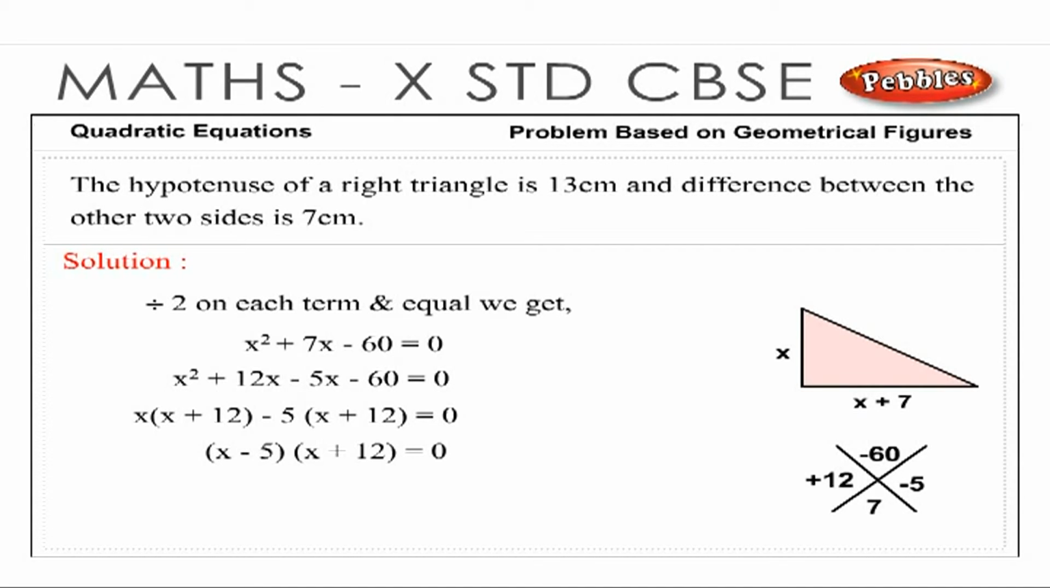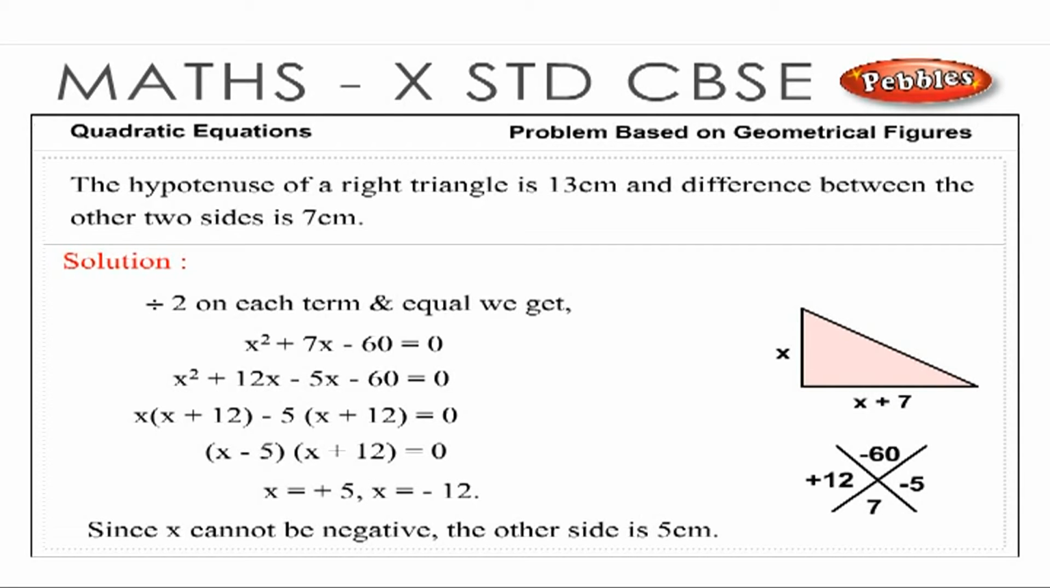(x minus 5) into (x plus 12) is equal to 0. That is, x is equal to plus 5, x is equal to minus 12. Since x cannot be negative, the other side is 5 centimeters.